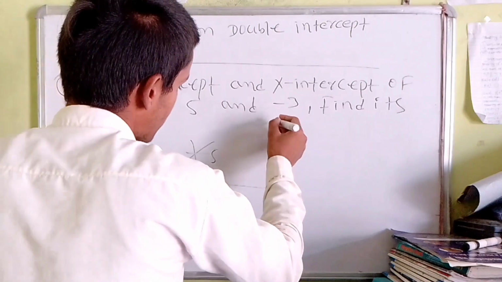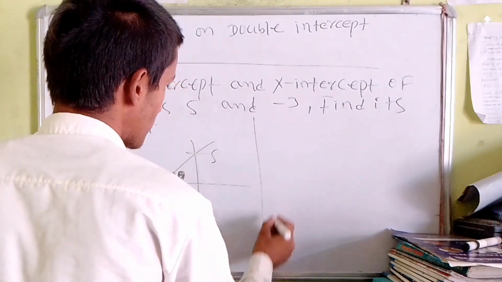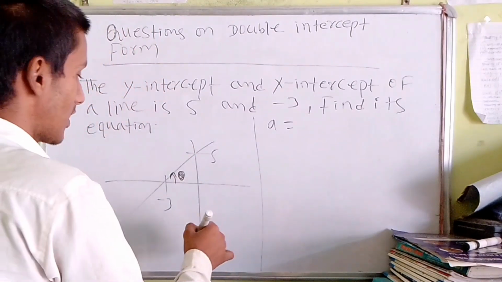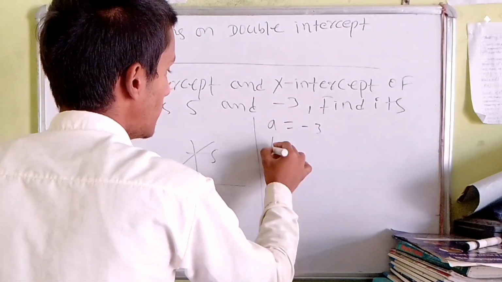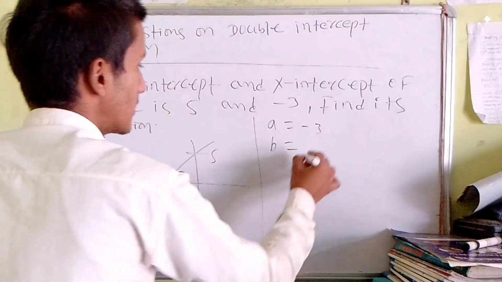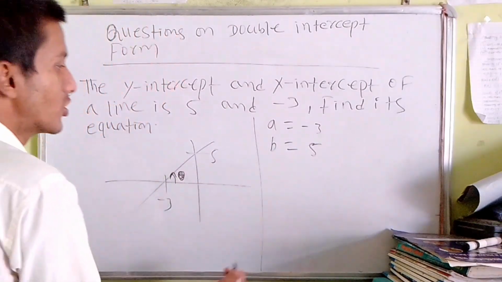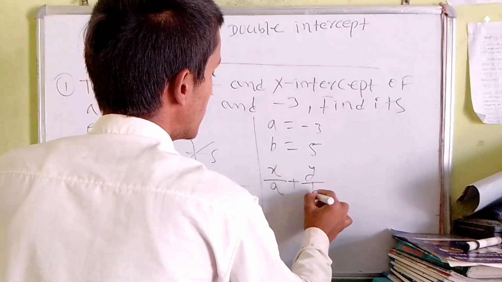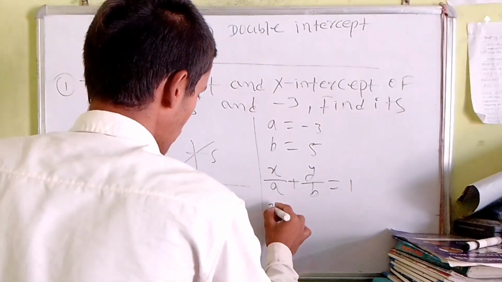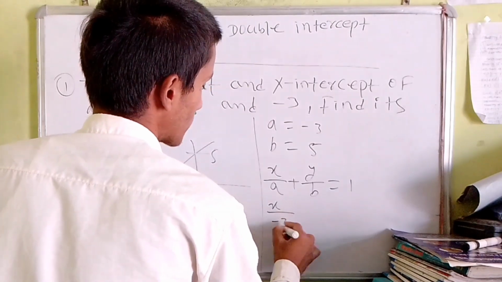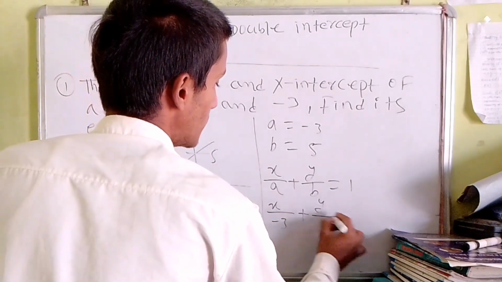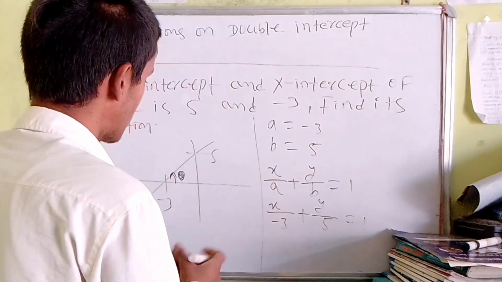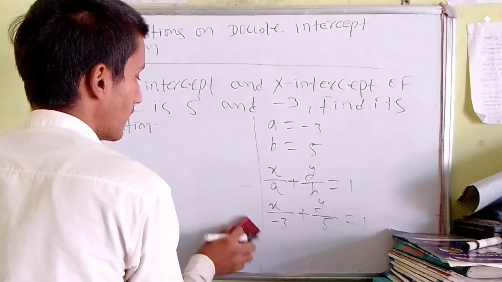So let's quickly derive the equation of the straight line. The A, which I have denoted for the x-intercept, is minus 3 here. The B, which represents the y-intercept, is 5, and the equation of the straight line will be x over A plus y over B is equal to 1. So x over A is x over minus 3, plus y over B is y over 5, equal to 1.